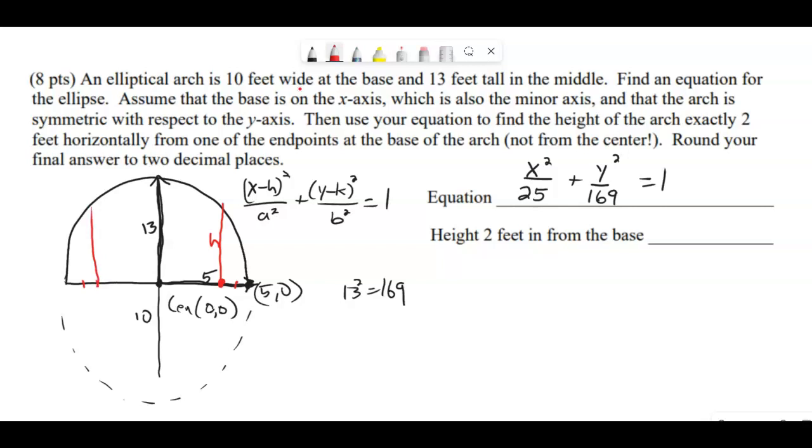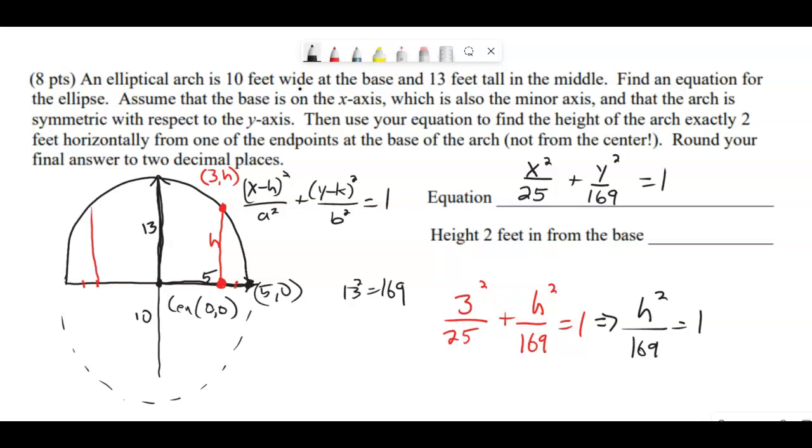So if we recognize where this point is, this point up here specifically, this is the point x equals 3, y is the height. If we were to plug that into our equation, we would get 3 squared over 25 plus h squared over 169 equals 1. This is an equation from which we can solve h. Okay, h squared over 169 is going to be 1. I'm going to subtract the 9/25. Then I'm going to multiply by 169.